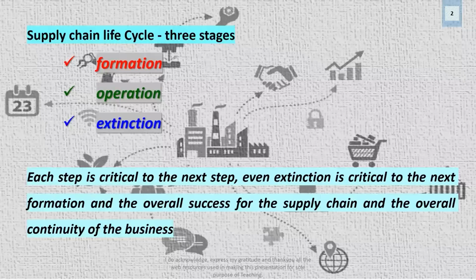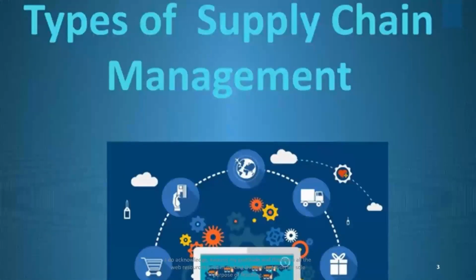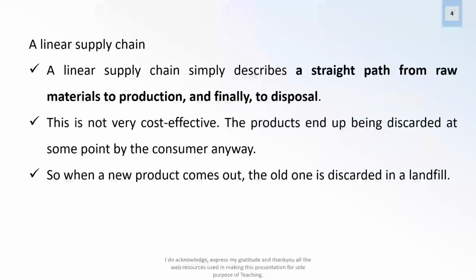So these are broadly the 3 stages of supply chain. Now we will look at the types of supply chain management. First type, a linear supply chain. You will find little difference between the stage and the type, and you will understand that when we complete the type session. A linear supply chain simply describes a straight path from raw material to production and finally consumption by the customers and disposal.